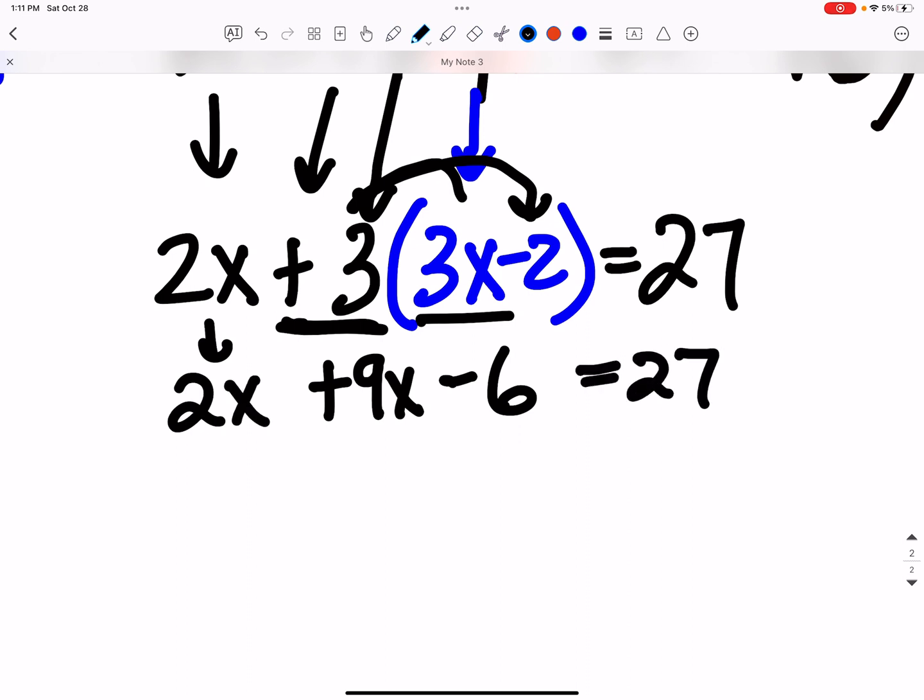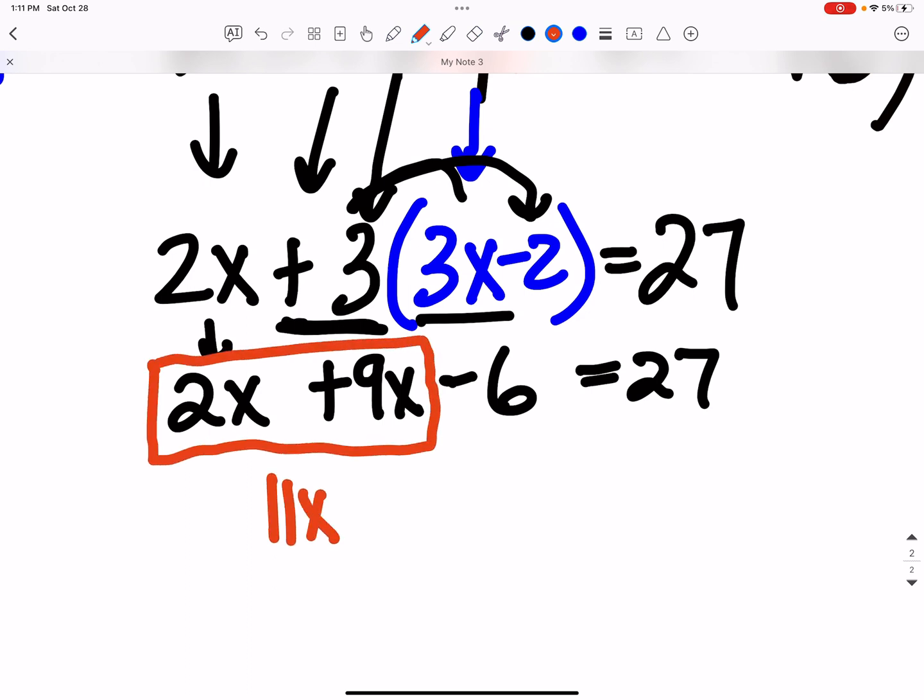Equals 27. Something that I think you guys did a better job on this time was you saw 2x's and 9x's, and you guys said that's 11x's. Before we actually make teams and send them across, we're just going to combine them. They're on the same side of the equation.